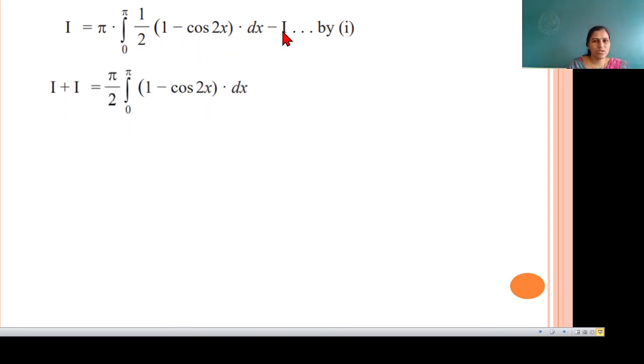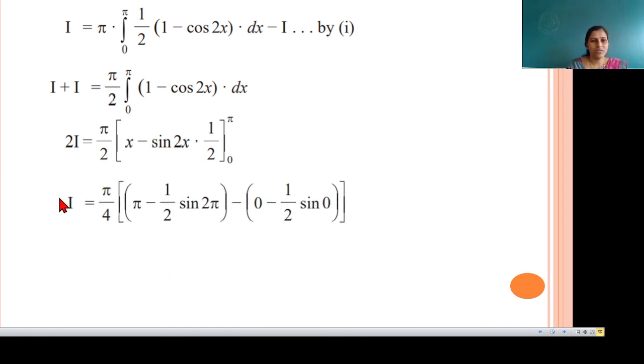After transferring this I to the LHS, I plus I is equal to pi, and keeping these two outside, pi by 2 integral 0 to pi of 1 minus cos 2x dx. So I plus I, that is 2I, is equal to pi by 2 times this integral. The integral of 1 dx is x, and the integral of cos 2x is sin 2x divided by 2. So this is the integration of this term. Then after finding the integration, you have to apply the limits to this term. So we have applied the limits from 0 to pi.